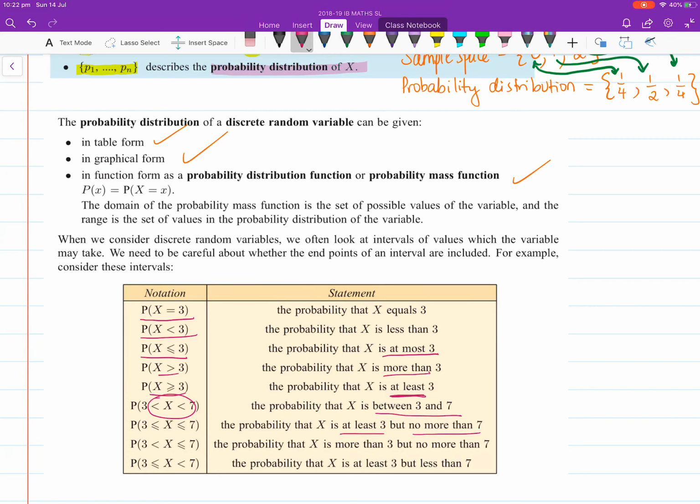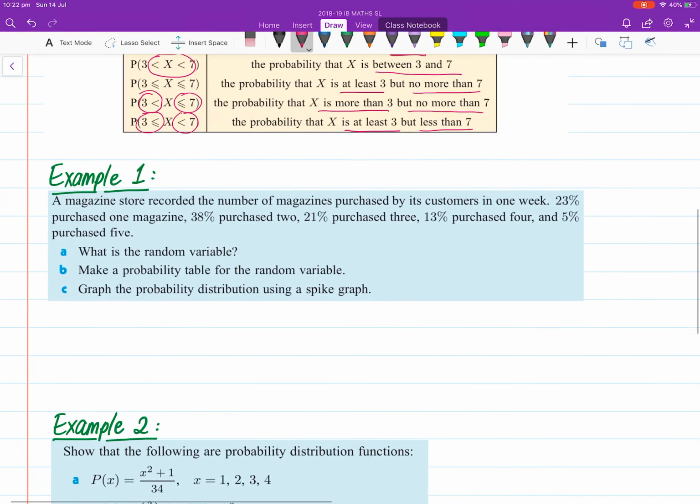This one, x is more than 3. So it doesn't include 3. It's got to be bigger than 3, but no more than 7. So it does include 7. And then you've got here at least 3, but less than 7. So it has to equal 3 and more, but it's got to be less than 7. So just be careful with the language.